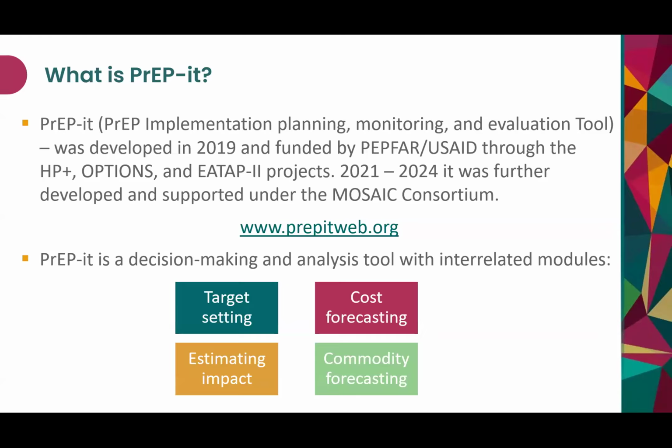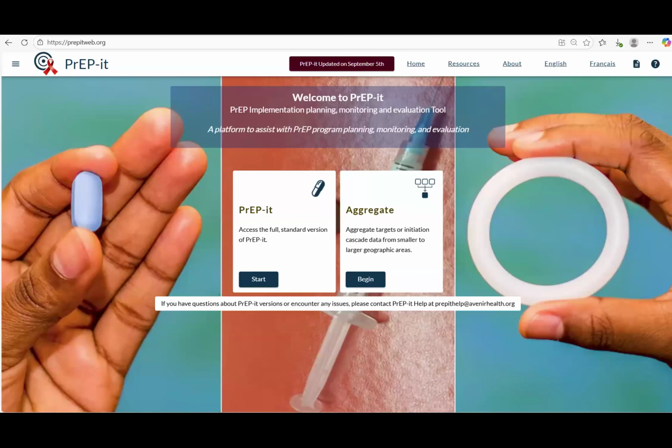So like the tool that John just described, it does target setting, but it also allows you to go into more depth to do more cost forecasting. It does allow for estimating impact and is useful for commodities forecasting as well. So I'm going to touch on the highlights of the tool. This is what the landing page looks like. You use the start button on the left under PrEP It. There's also a function to aggregate multiple subnational estimates of using the tool. On the right, that's used less often, but available.